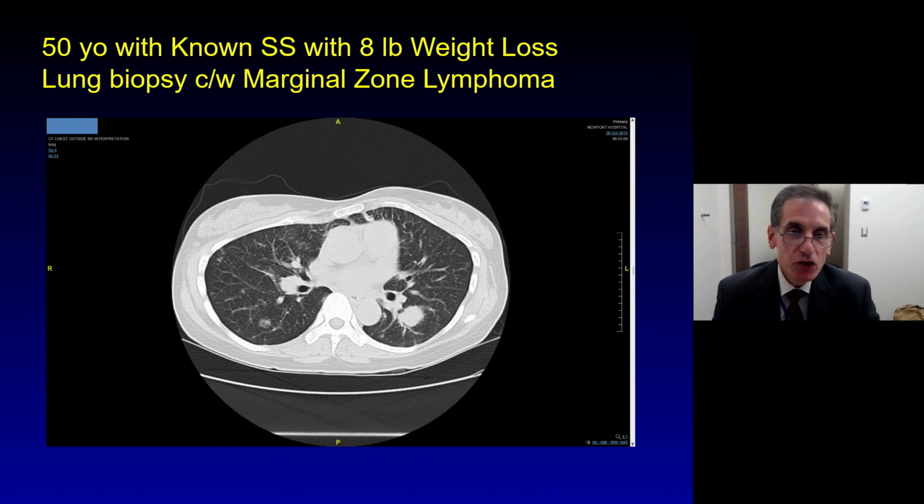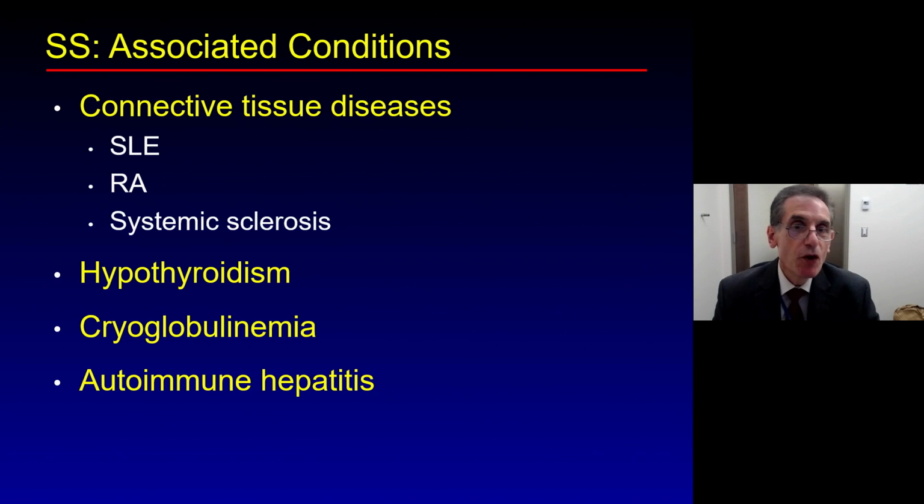If you see a patient with Sjogren's who's losing weight or has fevers, you need to be concerned for the possibility that they are developing secondarily a lymphoma. Sjogren's can also be, as I mentioned, associated with other conditions: lupus, rheumatoid arthritis, and systemic sclerosis. There is an association with hypothyroidism, autoimmune hepatitis, and cryoglobulinemia.